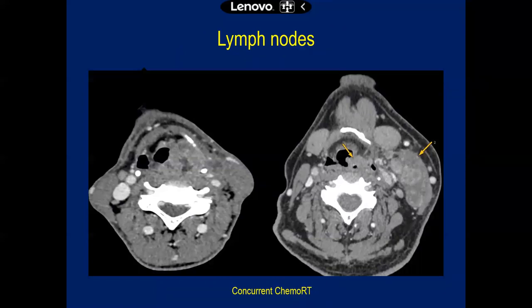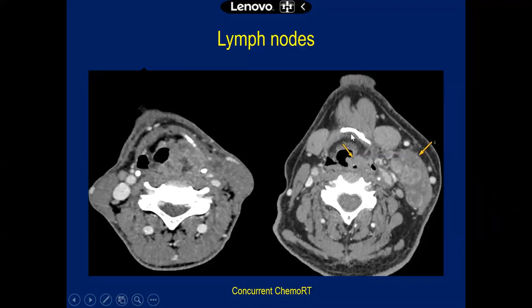Now we are coming to the last part of our discussion, that is N3 nodal disease. If there are matted nodes or any nodes infiltrating the sternocleidomastoid, it is N3 disease. So I told you in the last two classes, in the first class, I discussed the levels of lymph nodes.